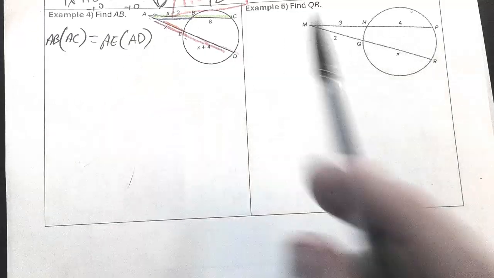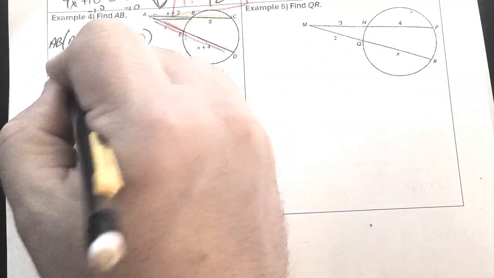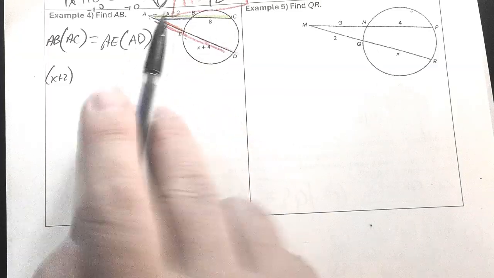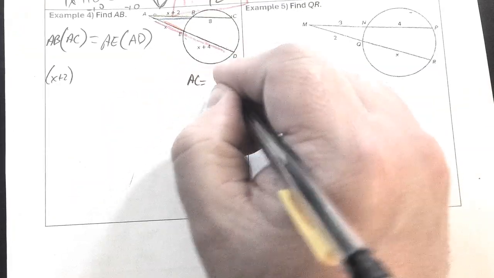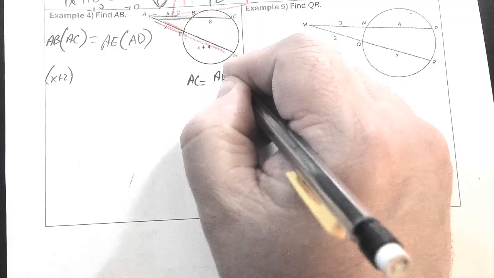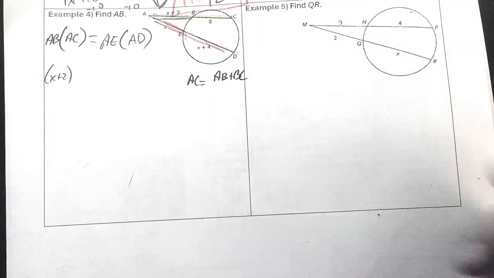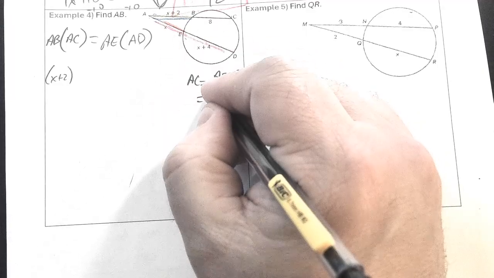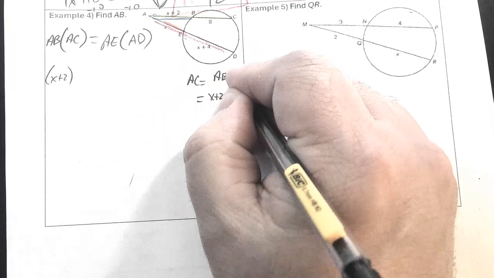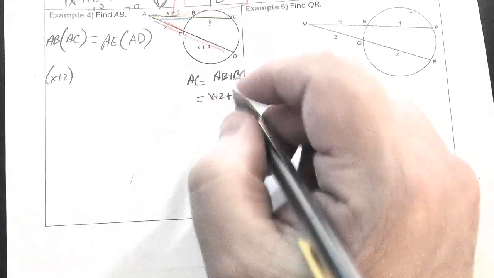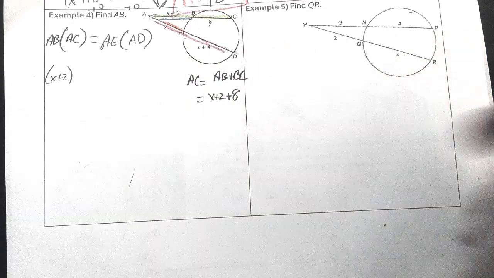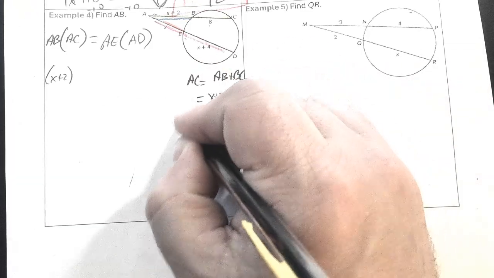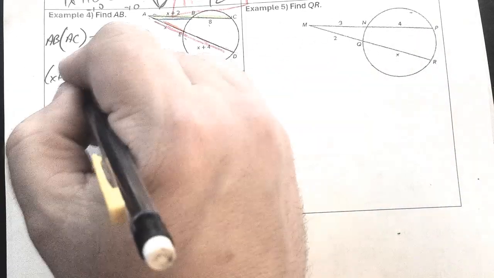So AB is easy. That's x plus 2. AC, so I want you to notice. AC equals AB plus BC. Because folks get this confused. All right, so AB is x plus 2 plus, what is BC? BC is 8. All right, combine like terms. I only have one x, but 8 plus 2 is 10. So AC is x plus 10.